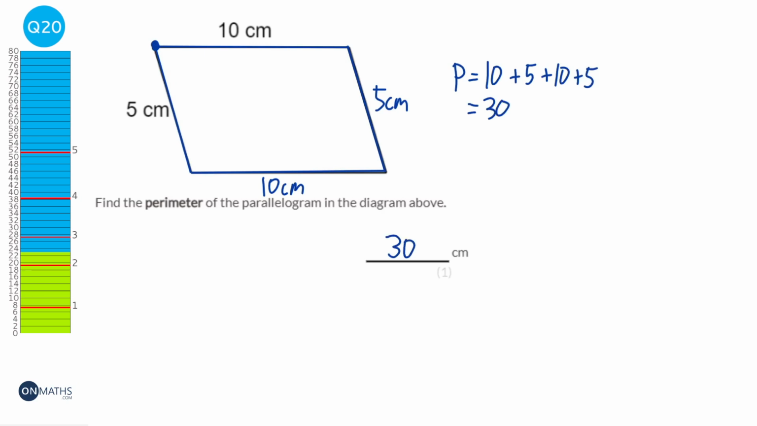And it's a perimeter, it's a distance, so it's centimeters. Some people often forget and put centimeters squared. You only do that when you've got an area. So with a perimeter, it's a length, it's a distance, so it's just 30 centimeters.